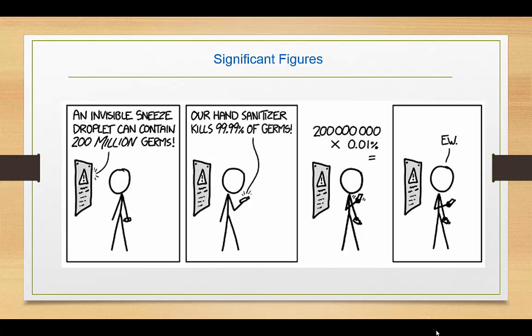What are they telling us? Is that something to be concerned about or not? So what we're going to do is look at how we determine the number of significant figures when we have a piece of data, a number that's been reported to us.